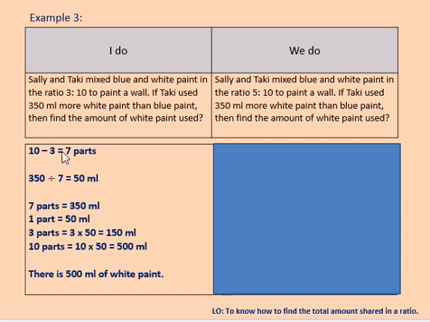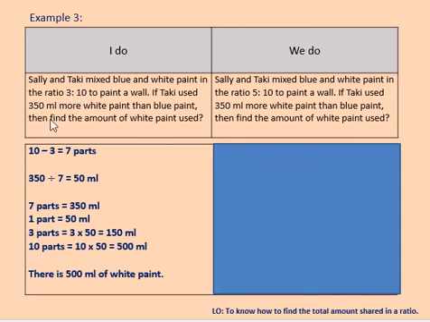Okay, so very last example, it says Sally and Taki mixed blue and white paint in the ratio 3 to 10 to paint a wall. If Taki used 350ml more white paint than blue paint, then find the amount of white paint used. Okay, so blue to white is 3 to 10, the 3 being the blue, the 10 being the white.